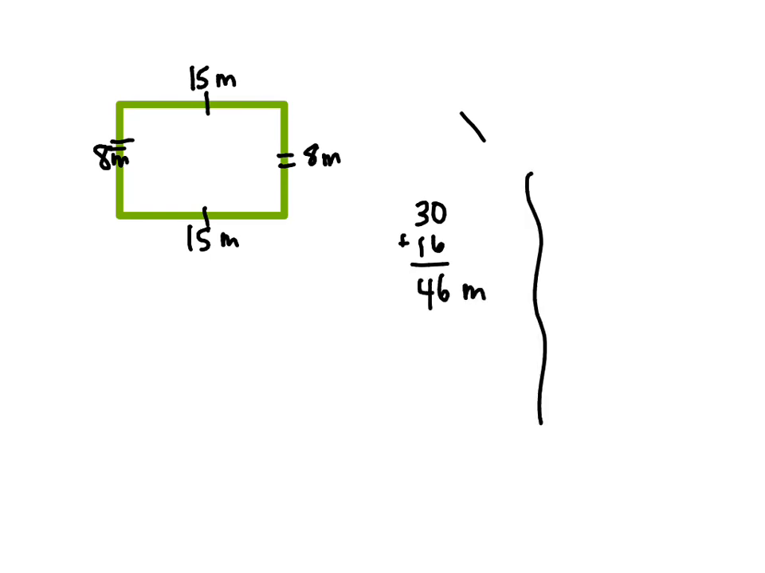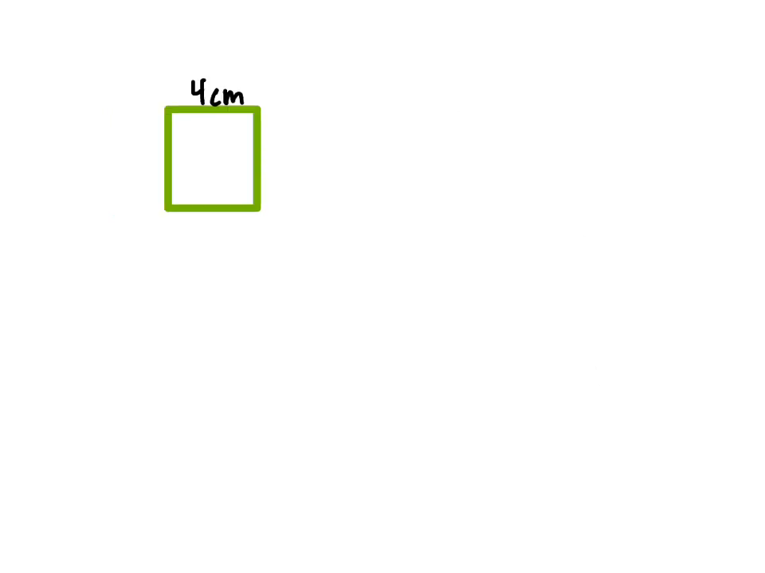Another way to think about it is saying, okay, I know that the length plus the width, 15 plus 8, would give me half of the perimeter, right? This would be halfway around. So that would give me 23. So if that gives me half of it, if I multiply 23 times 2, that should give me the full perimeter, so 46 meters. So there's two ways of looking at it.